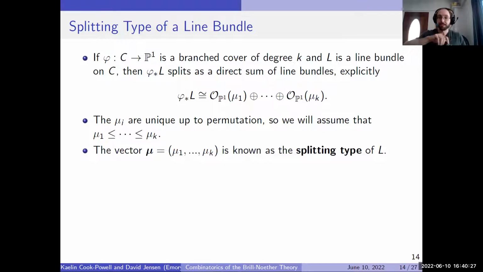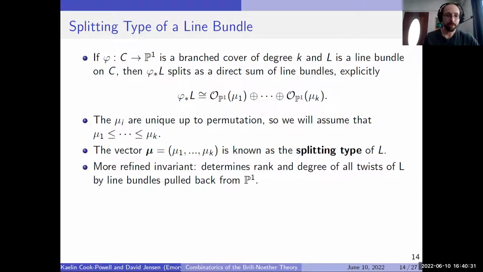This vector is known as the splitting type of a line bundle. And as said before, this is a much more refined invariant. This is a very important piece of information. It doesn't just determine the rank and degree of that line bundle, but the rank and degree of any line bundles pulled back from P1, or all twists of L by line bundles pulled back from P1. So this is a very important property. It gives us a whole lot more information than we had before.